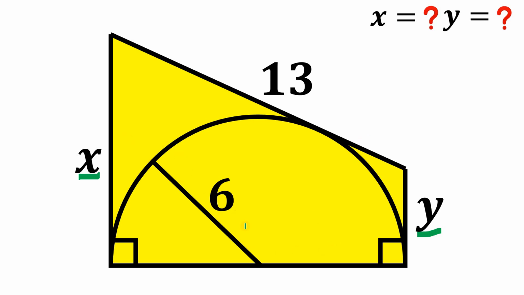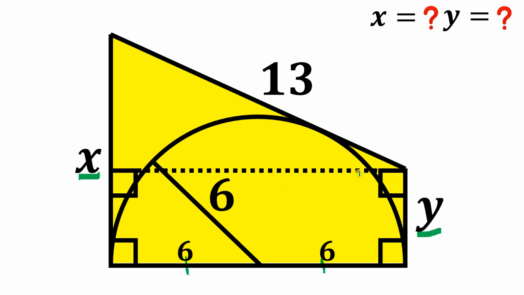Since we know that the radius of the semicircle is 6, we can say that this segment is 6 and the other segment is also equal to 6. Now, if we drop a perpendicular line in this position, the total length of the segment is simply equal to 6 plus 6, or 12 units. Now, let's focus on this right triangle. This is a famous right triangle because the hypotenuse is 13 and one leg is 12, so the other leg is simply equal to 5. So this is the famous 5, 12, 13 right triangle.